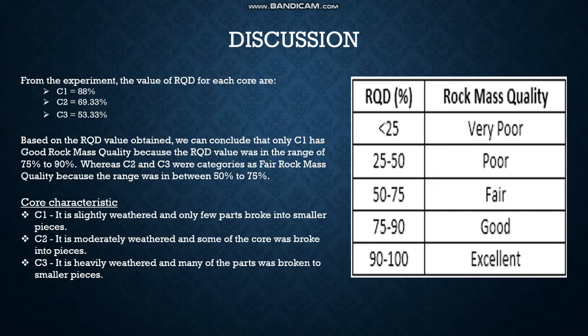Next, core characteristics. C1 is slightly weathered and only a few parts break into smaller pieces. Although C2 and C3 are fair rock mass quality, C2 is moderately weathered and some of the core was broken into pieces, while C3 is heavily weathered and many of the parts were broken into smaller pieces.